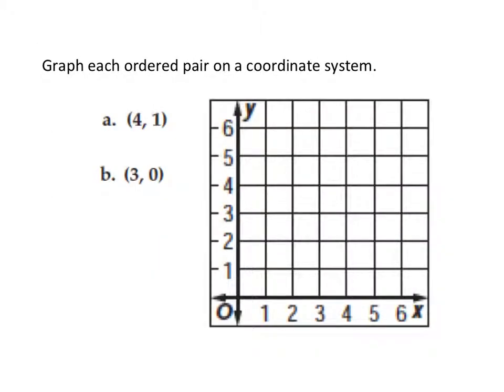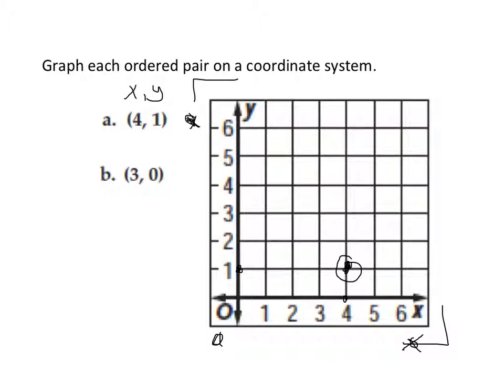In this slide, it says graph each ordered pair on a coordinate system. Once again, we have our coordinate system right here. I notice that my x's go from 0 to 6 and my y's go from 0 to 6 up here. Very good. Now ordered pairs go in this relationship, x and y. So I am going to look for 4 on my x-coordinate, which is here, and then I look for 1 on my y-coordinate, which is here, and I find out where they intersect. They intersect right here.